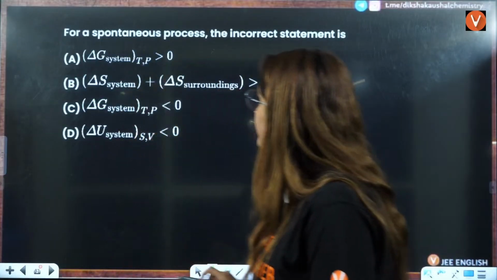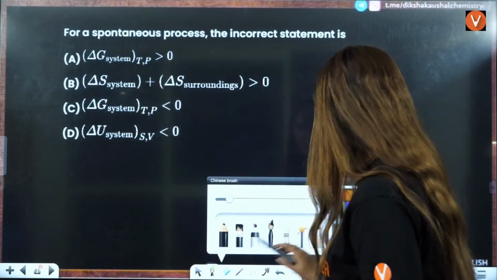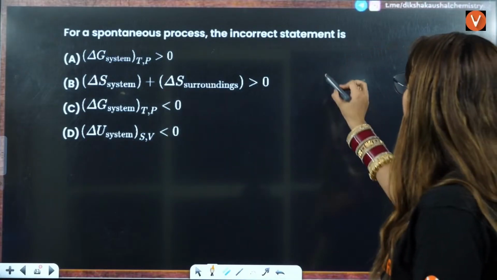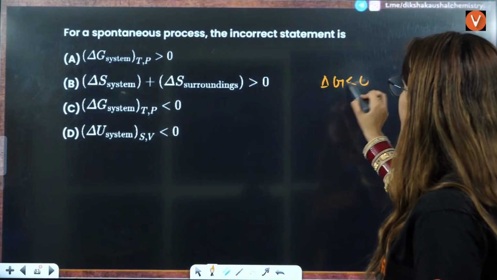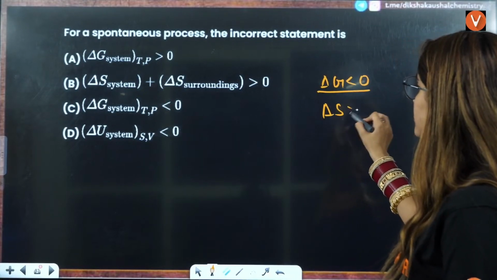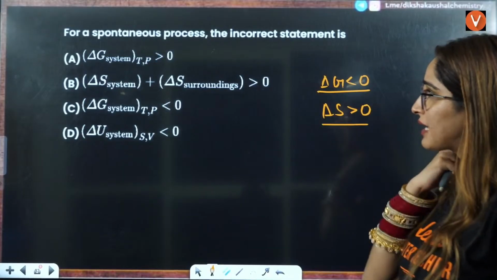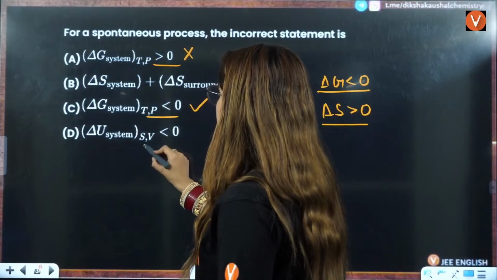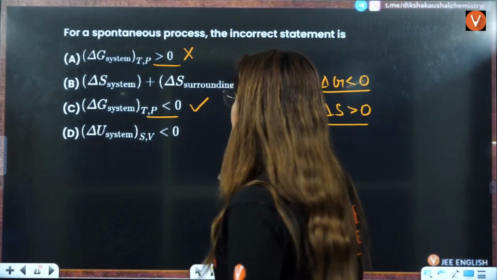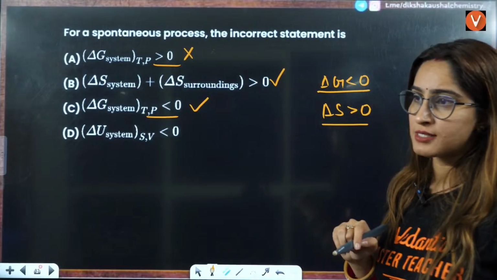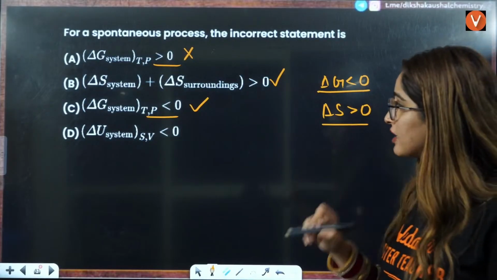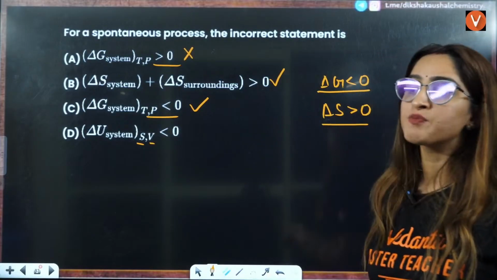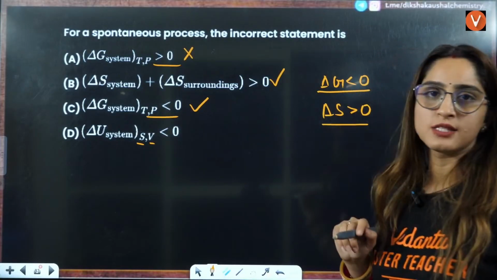Next question is for a spontaneous process, the incorrect statement they are asking you. We know that for a spontaneous process, delta G should be negative, and delta S should be positive. So here delta G is positive, that is not correct. Delta G is negative, delta S is positive, that is correct. Delta U of the system, the internal energy at constant entropy and volume, for a spontaneous process should be less than 0.